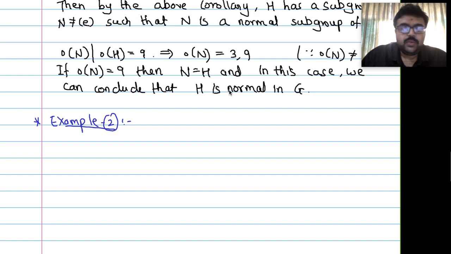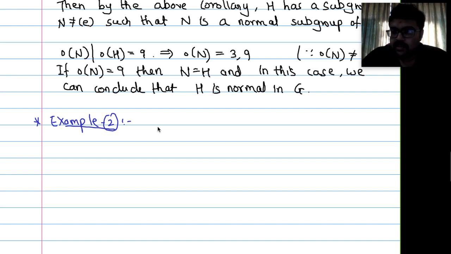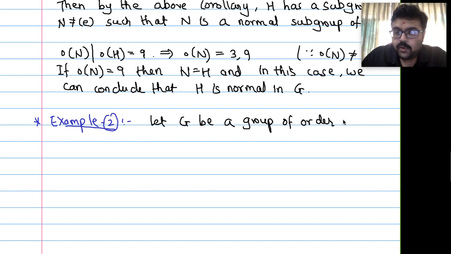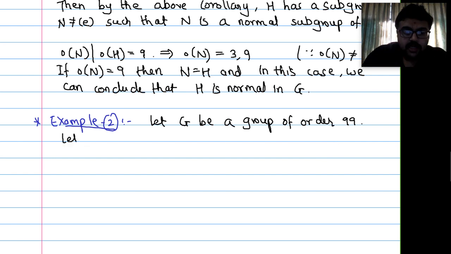So in example 2, let us consider a group of order... Let me take the same example which we have written in the notes, which is given in Herstein. So let G be a group of order 99. So let H be a subgroup of order 11.